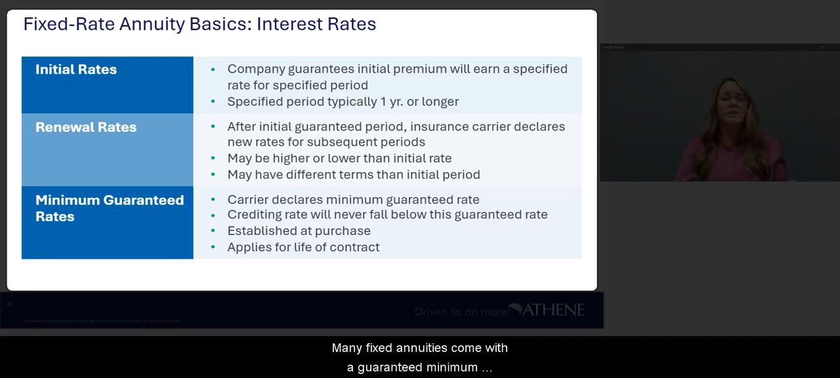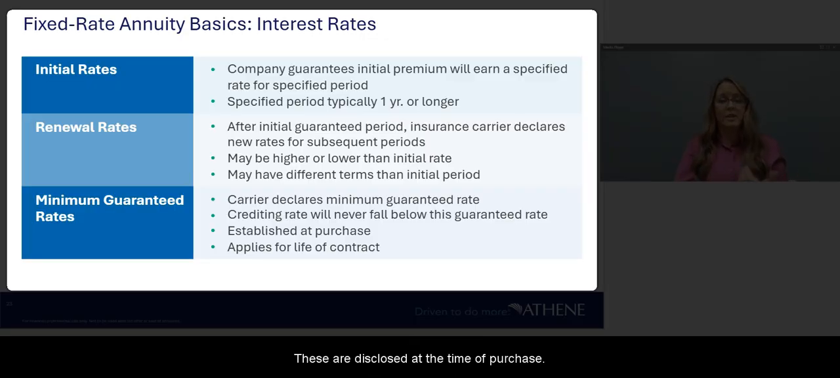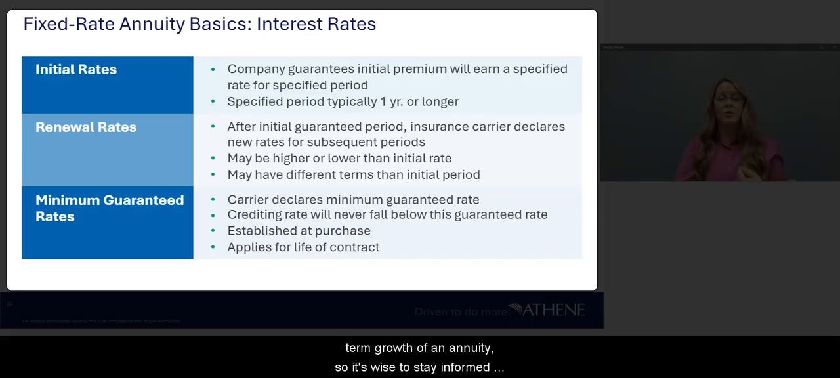Many fixed annuities come with a guaranteed minimum interest rate, ensuring that even if the renewal rate is lower, it won't fall below a certain level. These are disclosed at the time of purchase. Renewal rates can significantly impact the long-term growth of an annuity, so it's wise to stay informed on how they work. The minimum guaranteed rate is fixed and guaranteed by the insurance company for the duration of the contract.